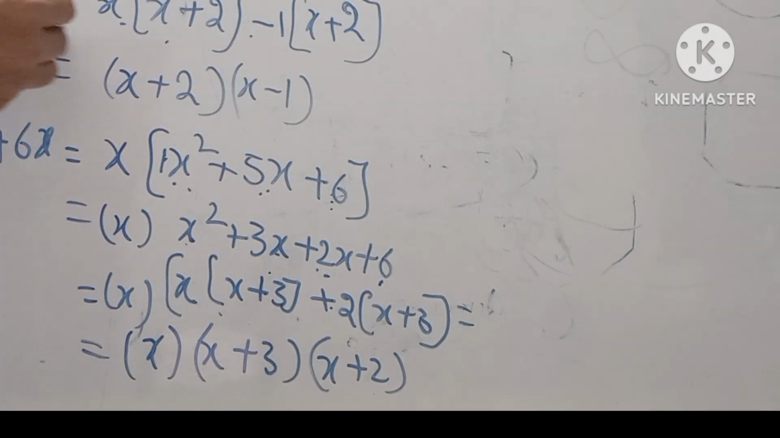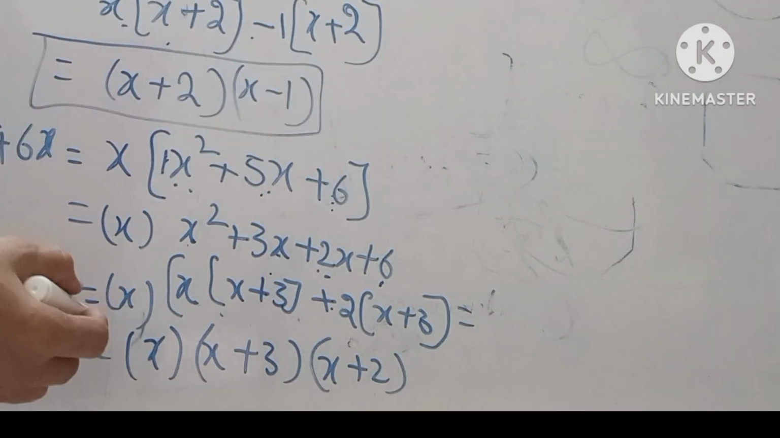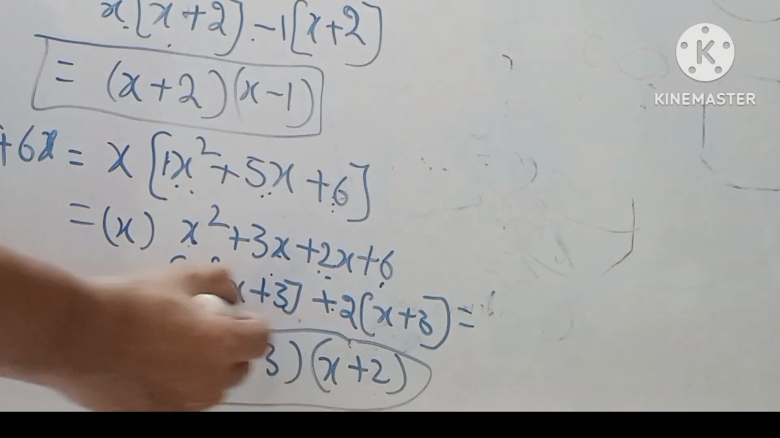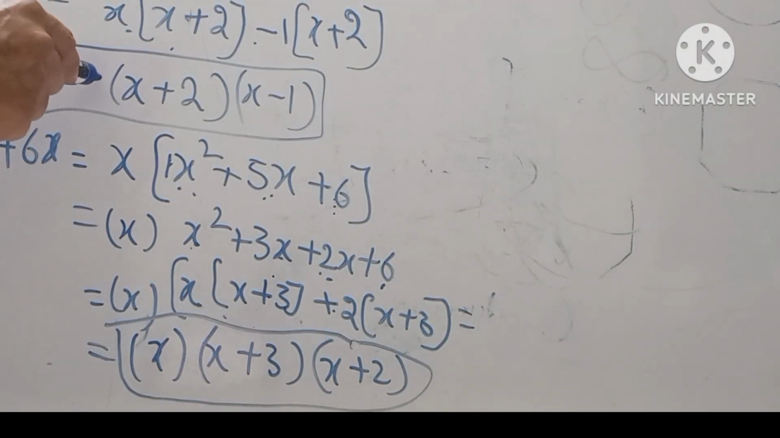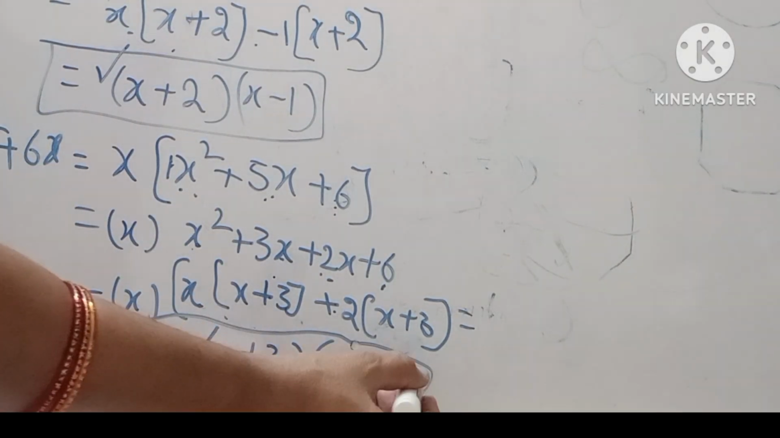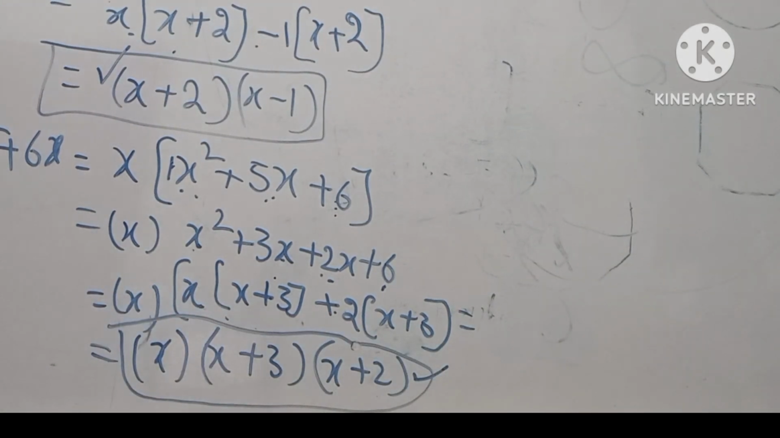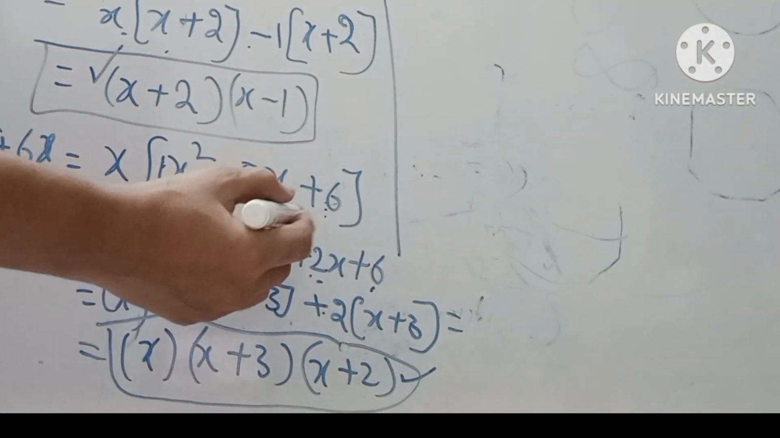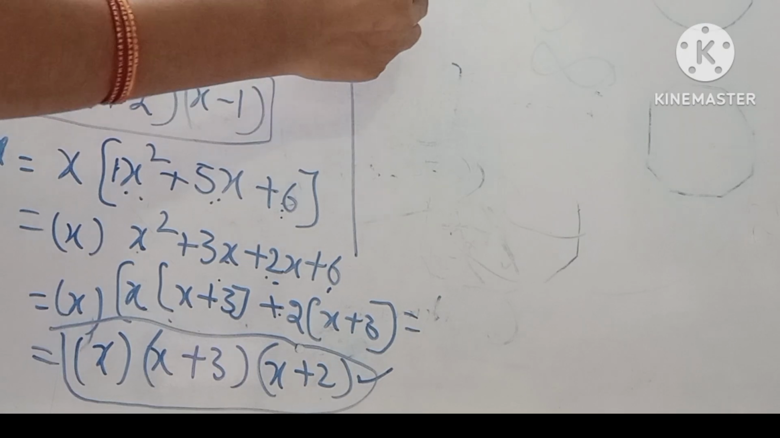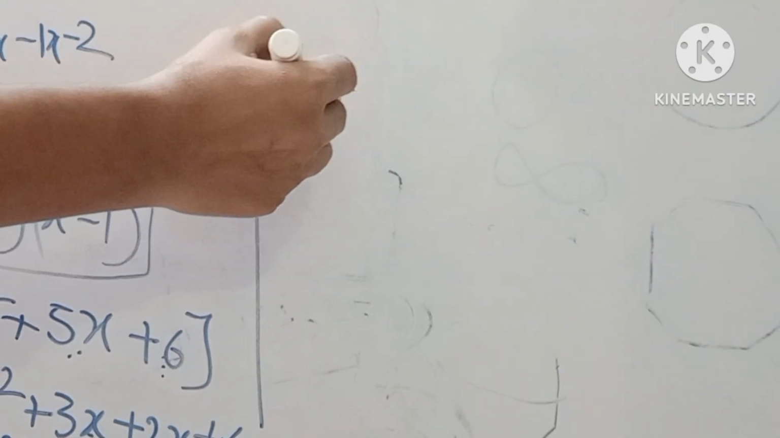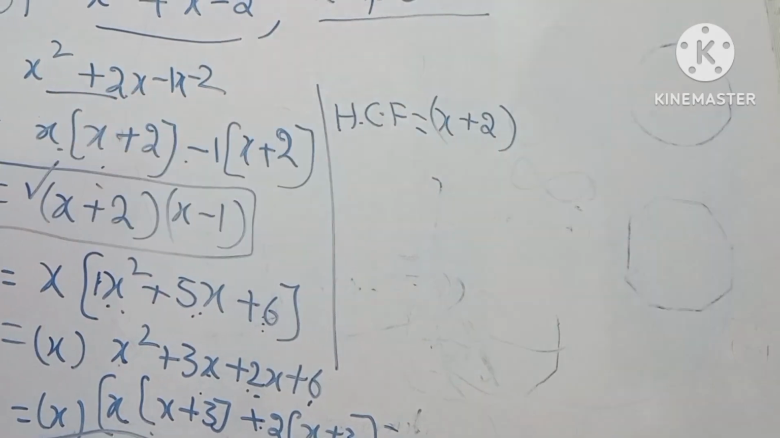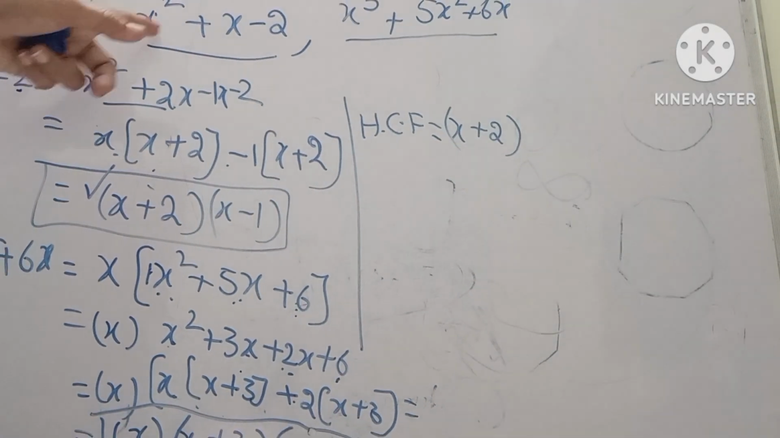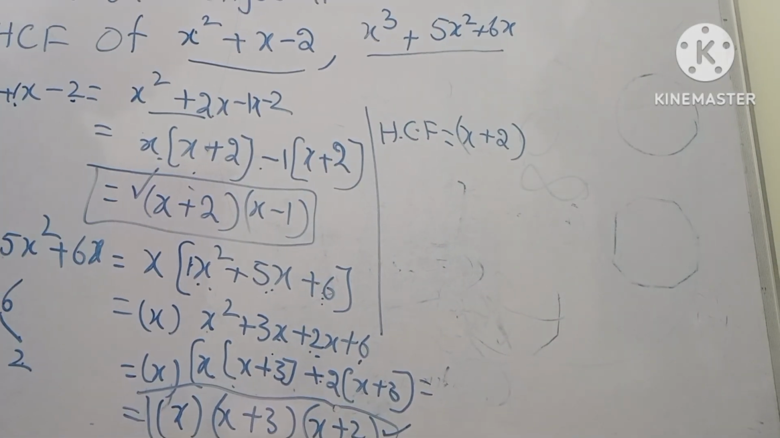So ఇది first expression factors, these are second expression factors. మనకు కావాల్సింది ఏంటి? We need the highest common factor. Which is the highest common factor? x plus 2 is the only common factor and it is also the highest common factor. So HCF is equal to x plus 2. The highest common factor of these two expressions is x plus 2. Thank you.